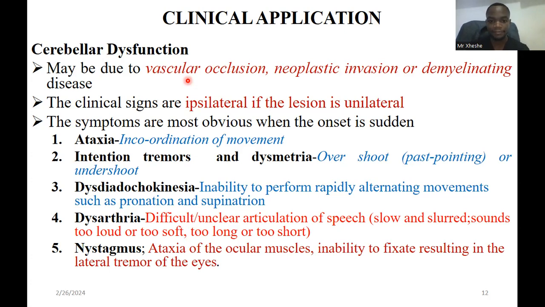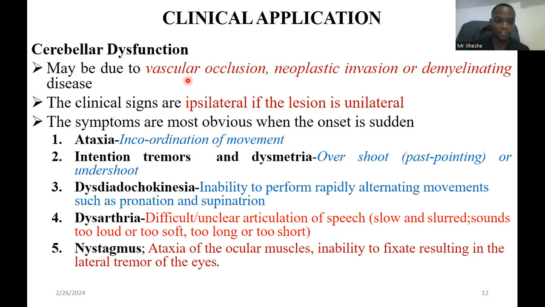Then we have tremors and dysmetria. So this is overshoot or undershoot. For example, if you want to touch your phone on the table, you need to stretch your arm in relation to the distance that the phone is away from you. Now, when patients have dysmetria, they may overshoot and the arm will bypass the phone, and then they have to readjust the arm and pick the phone. So if you observe that in a patient, then there's something wrong with the cerebellum.